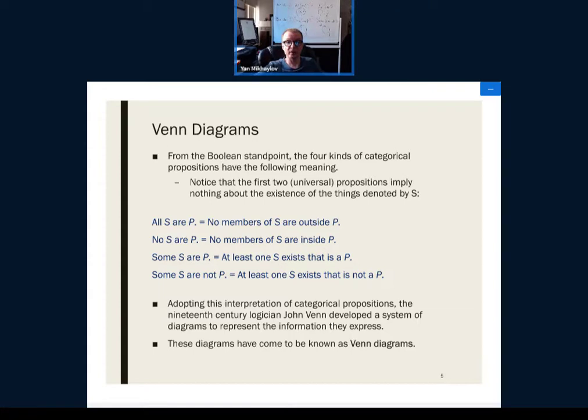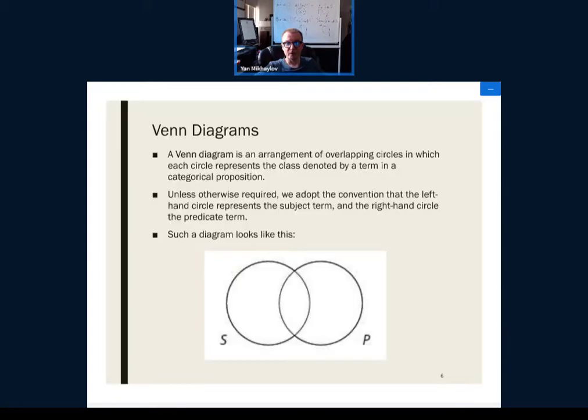So what are the Venn diagrams? John Venn is the person who kind of invented them in order to simplify our job. This is what you always start with for all 4 of them. Instead of the stuff we are drawing up until today, we will replace it with this kind of universal way of representing the 2 classes, class S and class P, 2 overlapping circles.